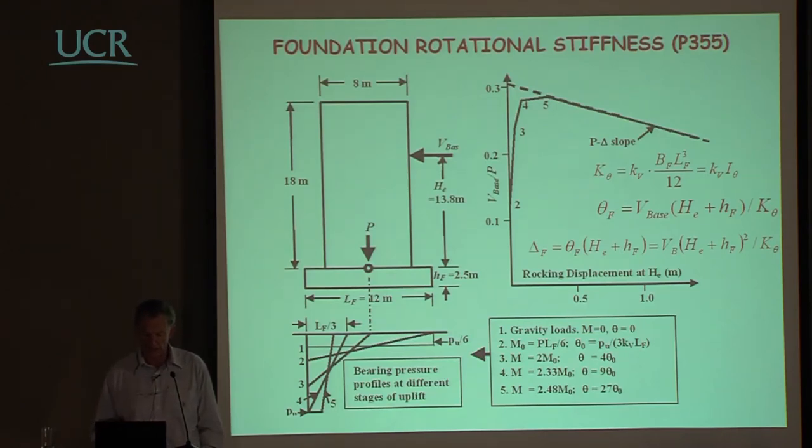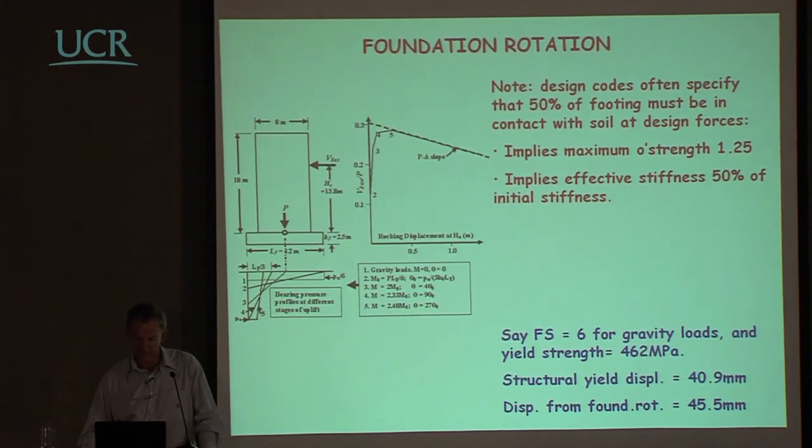There are a couple of aspects that are important here. What we find from this particular example is that even with that fairly high factor of safety for the soil stresses, we find that at the yield of the structure, the displacement at the center of height caused by foundation rotation is of a similar magnitude to that of the structural aspects. So it's a very significant amount to be taken into account. And this is just the conclusion that we have here. You can see at the bottom of this, we find that the structural yield displacement is 41 millimeters, and the displacement from foundation rotation is 45 millimeters, and that implies a very considerable modification to the design in terms of displacement-based design, and this must be considered.